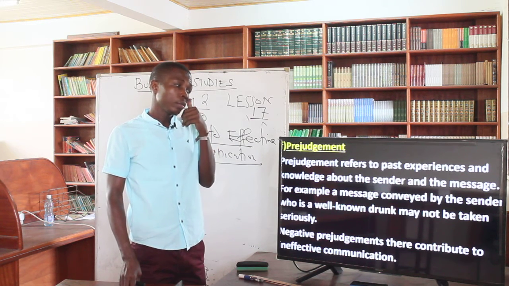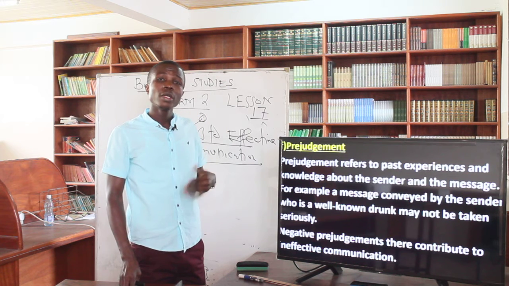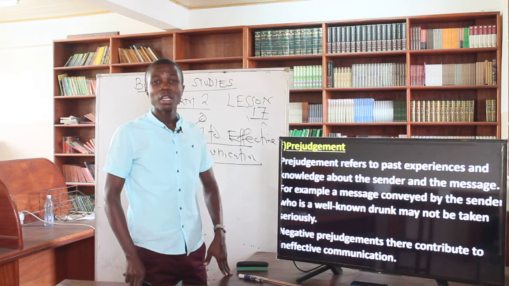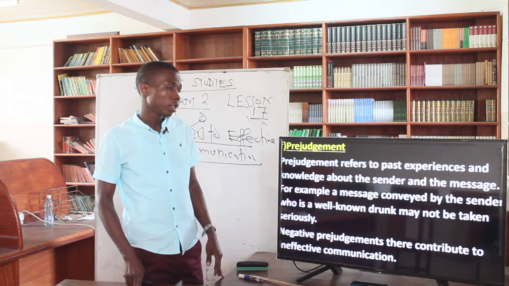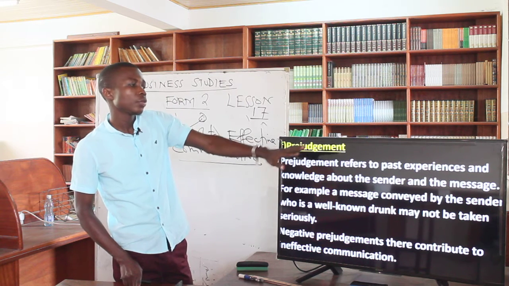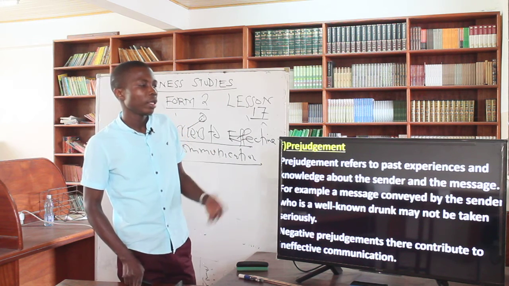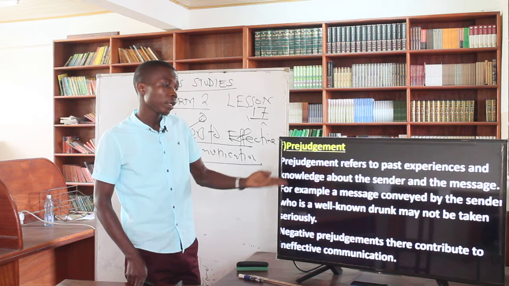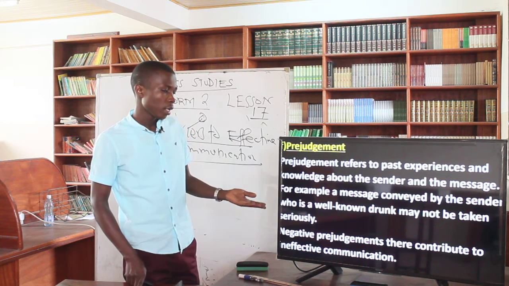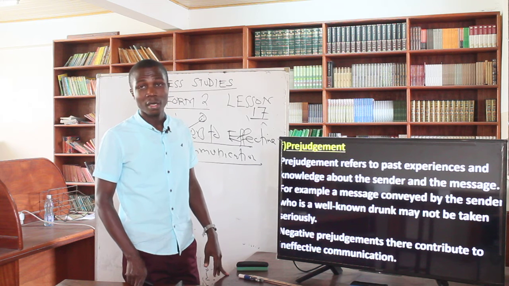Or somebody that you dislike, when they want to speak, you already dislike whatever they're going to say because you tend to say that you know it, or you tend to say that you don't know it. So prejudgment refers to the past experience and knowledge about the sender and the message. You have knowledge about the sender of the message. And therefore, for example, the message conveyed by the sender who is well-known drunk.